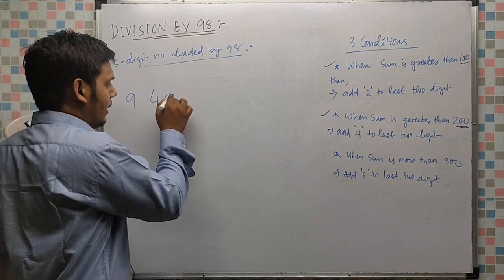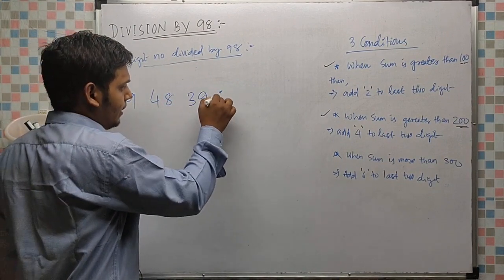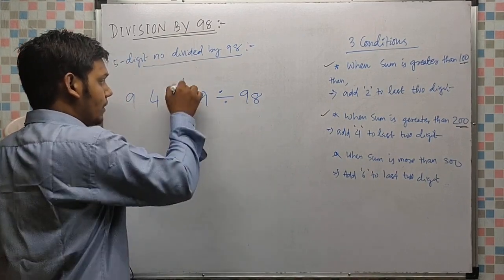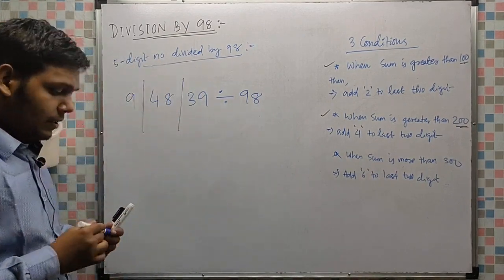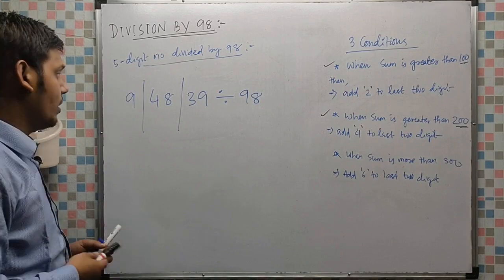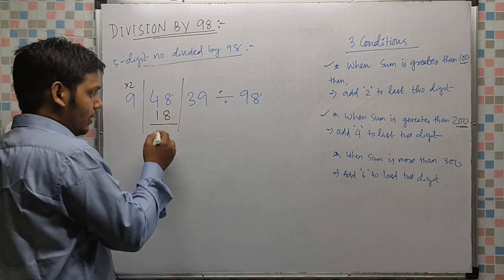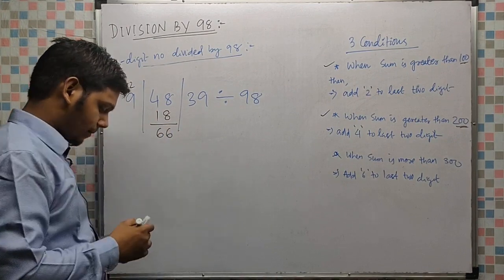94839 divided by 98. So first, what we have to do? We have to separate the digits. Digits are separated. Now what we have to do? We have to multiply 9 into 2, that is 18. It is how much? 66.